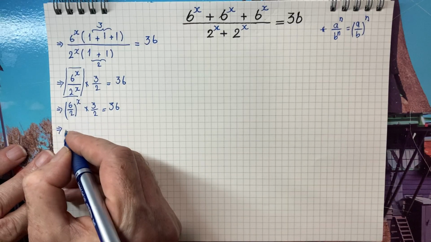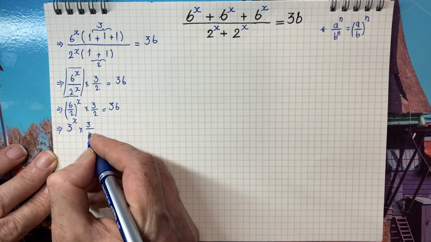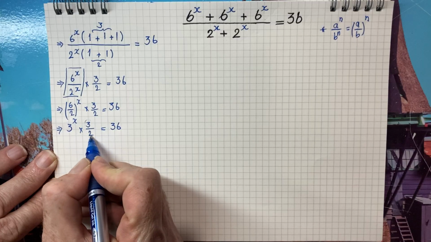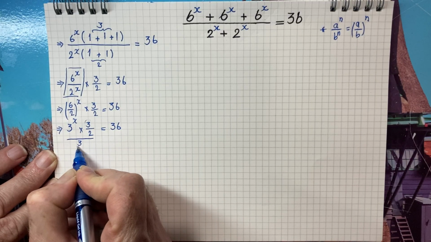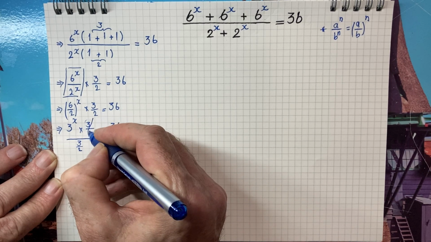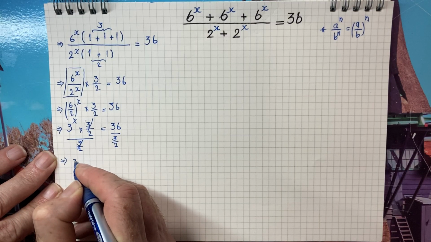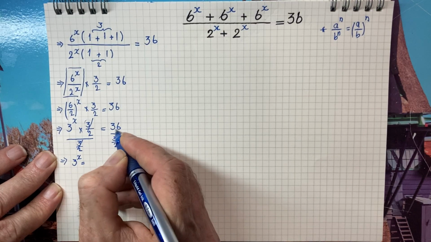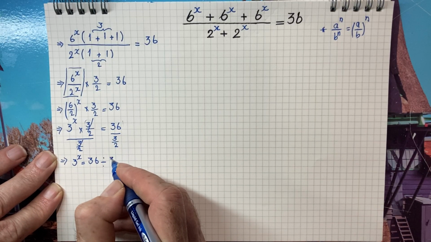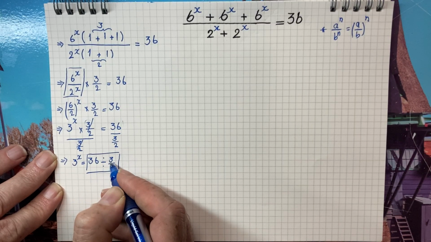Next, 6 over 2 is going to be 3 raised to the power of x times 3 over 2 is 36. Now both sides divided by this 3 over 2. This 3 over 2 on top and this 3 over 2 on bottom can be cancelled off. So on the left hand side we have 3 raised to the power of x equals 36 over, which means divided by, 3 over 2.